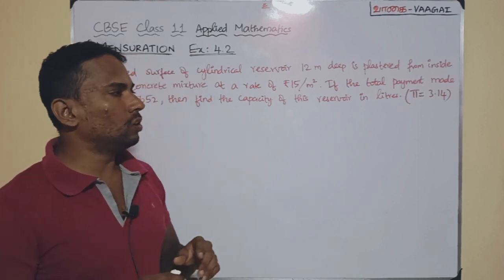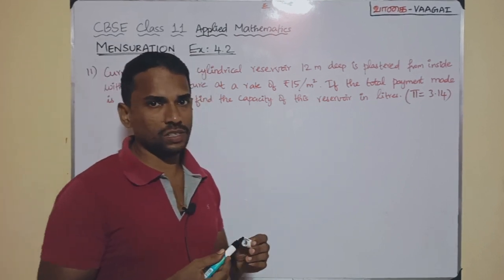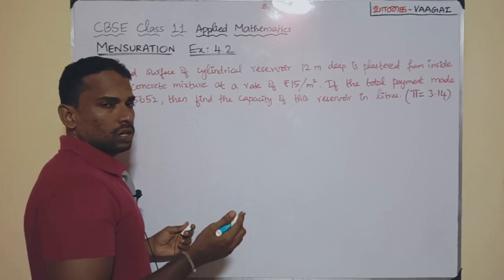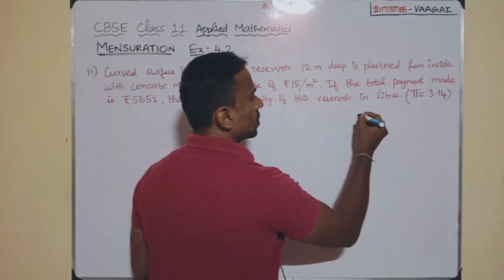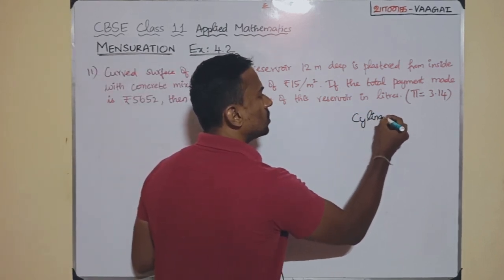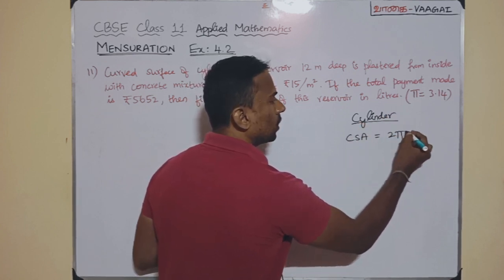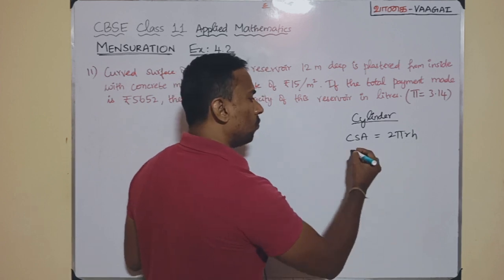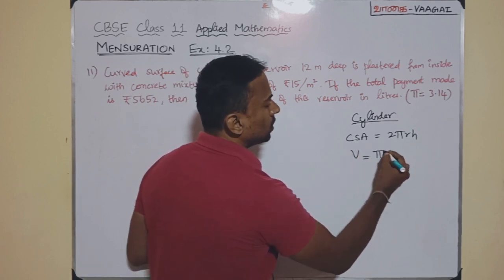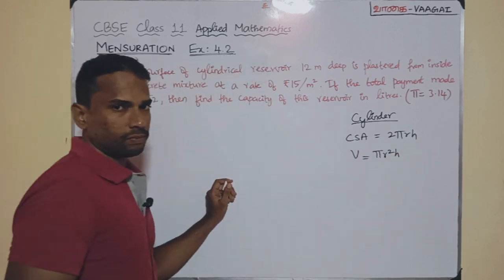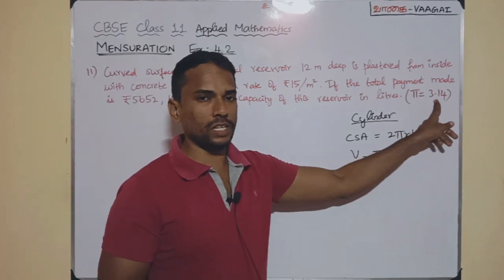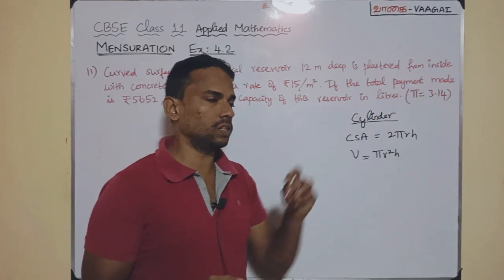In order to solve this problem, as usual, we need to know the curved surface area. This is a cylinder shape, and for the cylinder the curved surface area, which we already know, is 2 pi RH, and also we should know the volume of the cylinder, that is pi r square h. Remember, we need to use pi as 3.14. It is instructed in the question itself.